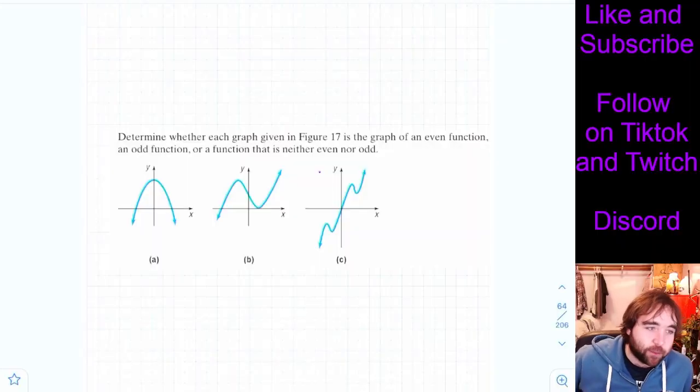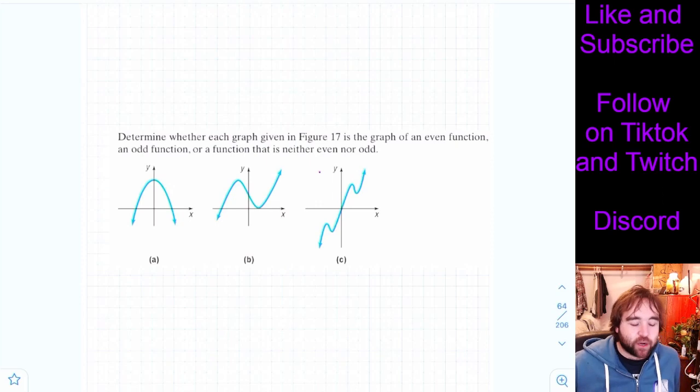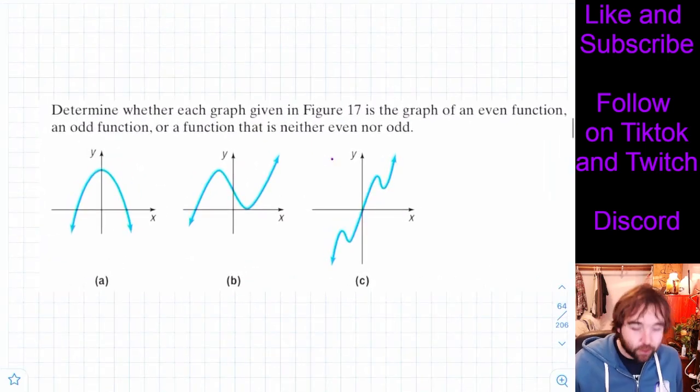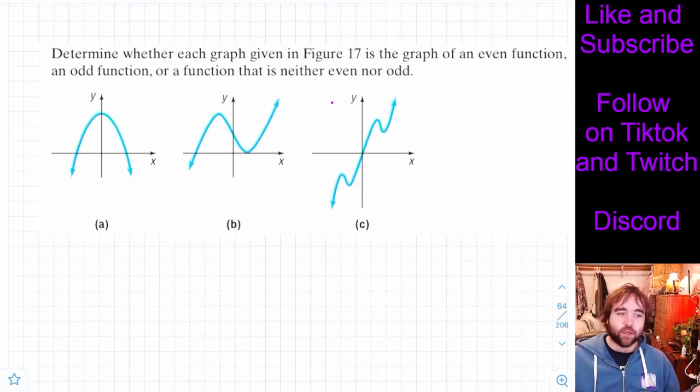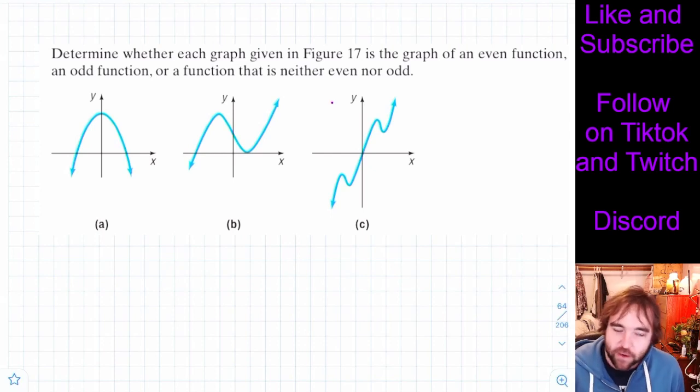Here we have our first example. They just give us 3 graphs, and they want us to tell them if these graphs are going to be even, odd, or neither. So it gives us an opportunity to talk about what these types of graphs look like. So if it's going to be an even graph, that's the first one, it's going to have y-axis symmetry. So you can write that down. I'm not going to write that down. But if it's an even graph, it has y-axis symmetry.